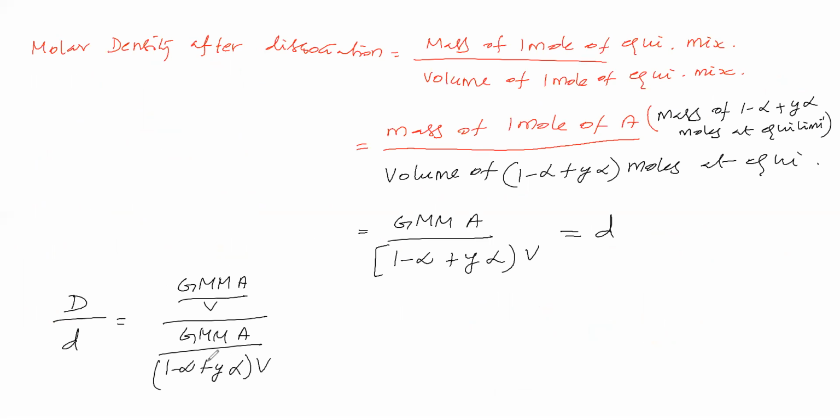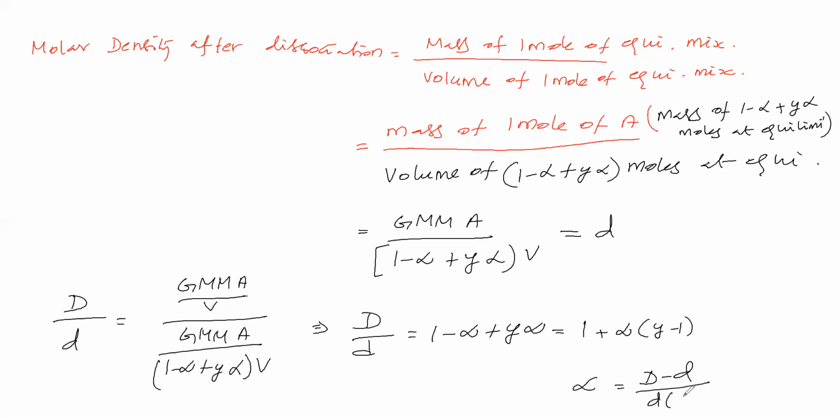So what is getting cancelled? Cancel it, and write the remaining term. Therefore, capital D by small d is equal to 1 minus alpha plus Y alpha. Here we can take alpha common, and we get Y minus 1. Therefore, from this relation, we can say that alpha is equal to (capital D minus small d) by small d into (Y minus 1).